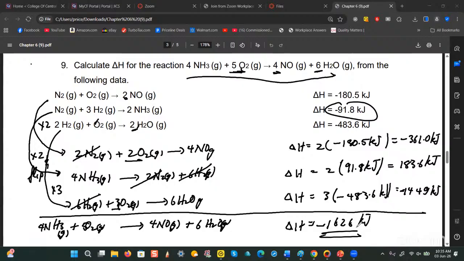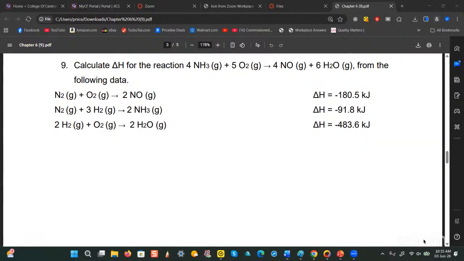All right. Any questions about this one? Any questions? So again, this is a typical Hess's law type of question. Very typical. All right. No questions? Okay. Let's clear this here. And let's scroll down.